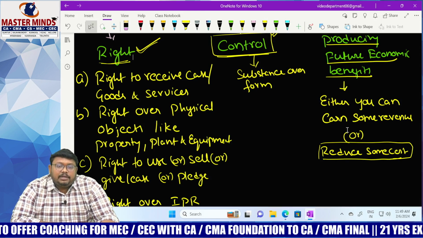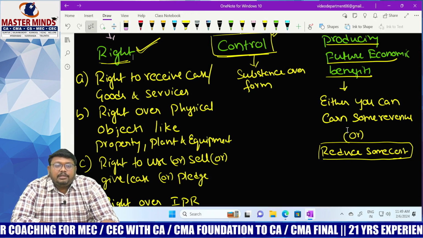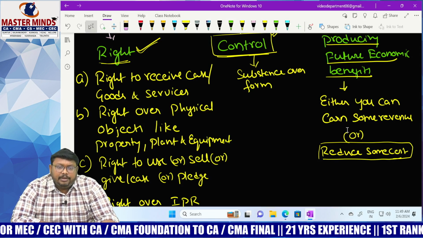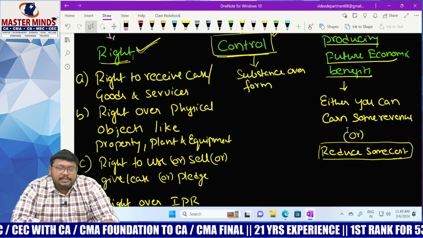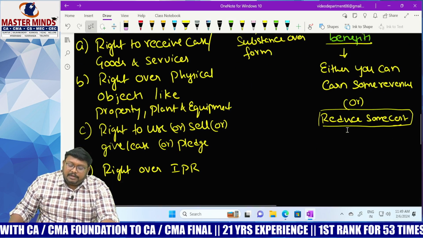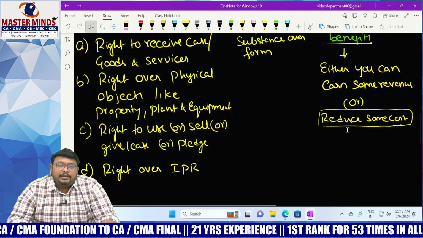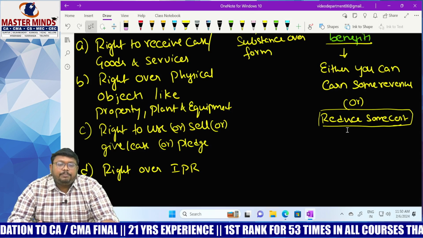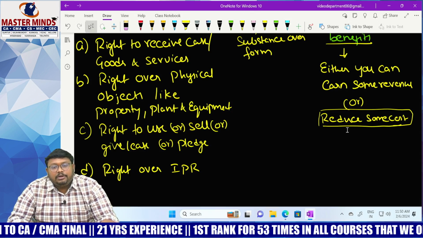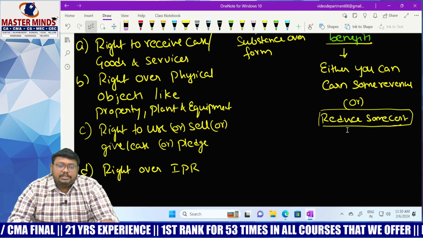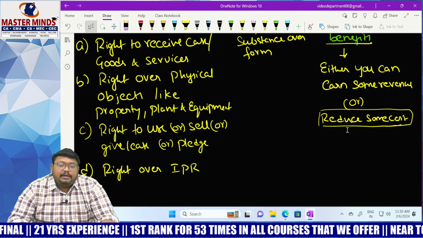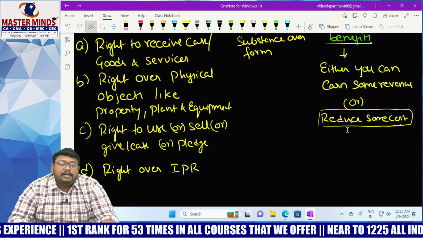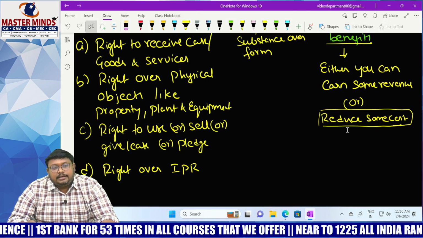And right over physical objects like property, plant and equipment. You have all the rights on the properties, plants, equipment or machinery, land and building, whatever it might be. So you have the right, then it is an asset for you. And if you have that right, what can you do? You have the right to sell, the right to use that asset, the right to give that asset for lease, and the right to pledge that asset in order to procure a loan from the banks or any other financial institutions. Then also it is your asset. And right over intellectual property rights also, like intangible assets, patents, copyrights, trademarks. You have right over all the formulas in your company.